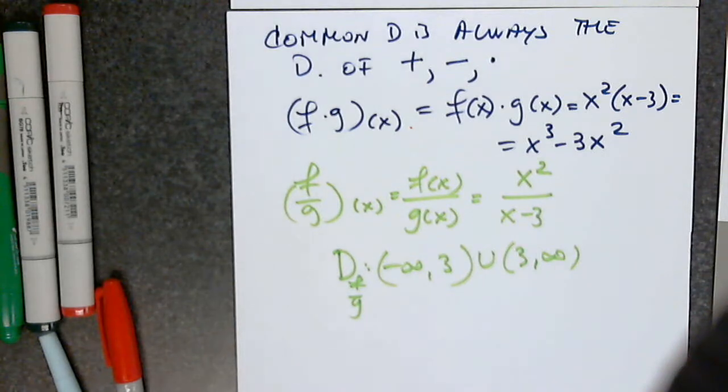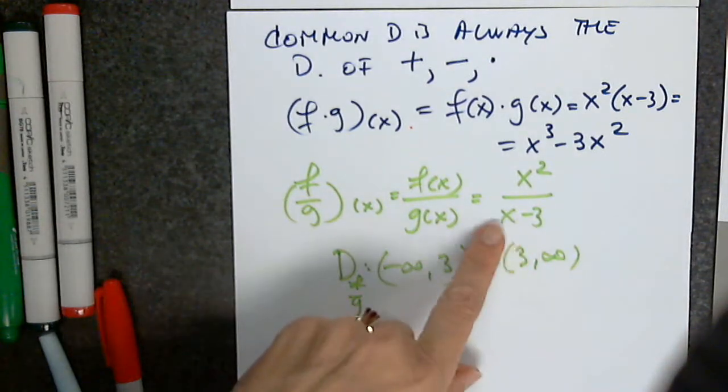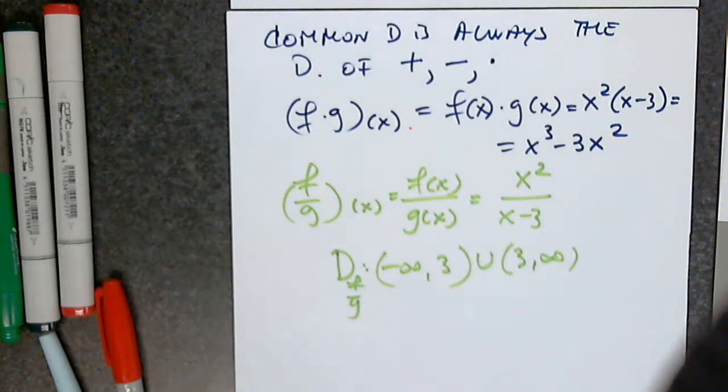Can you explain that again, please? The denominator cannot be 0, x cannot be 3, so I have to exclude 3 from the domain. And you're using the parentheses, not the brackets, right? Yes, the parentheses, yes, does not include.